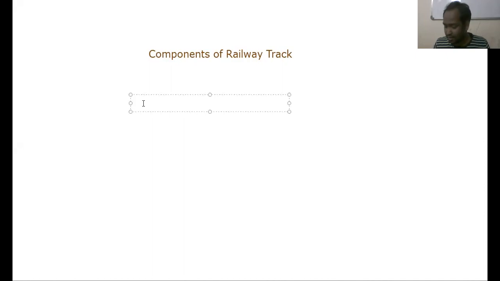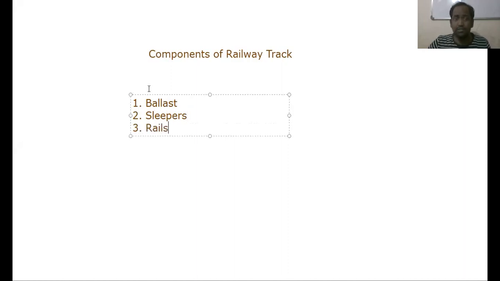So basically, there are three components in a railway track. The first one is the ballast, the second one is the sleepers, and the third one is the rails. The bottom part of the railway track is called the ballast, and above the ballast we lay some concrete ones that are called sleepers. We know that ballast is a coarse aggregate.